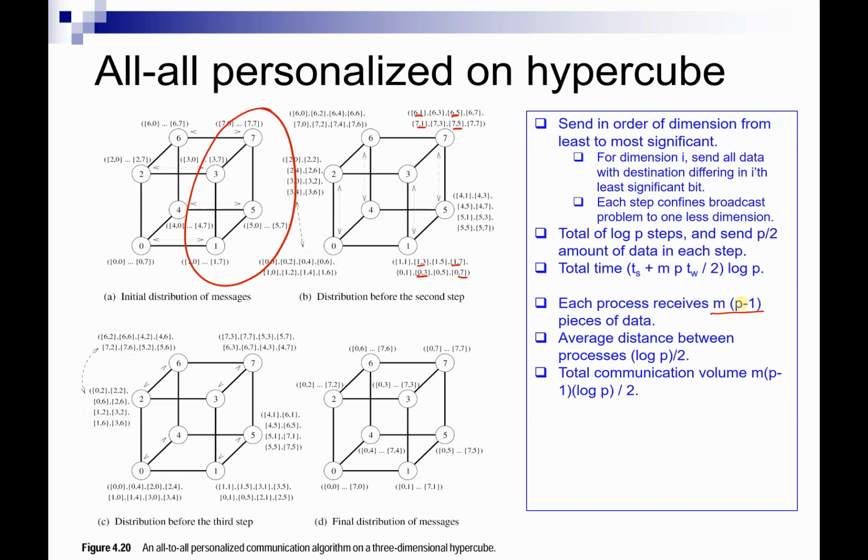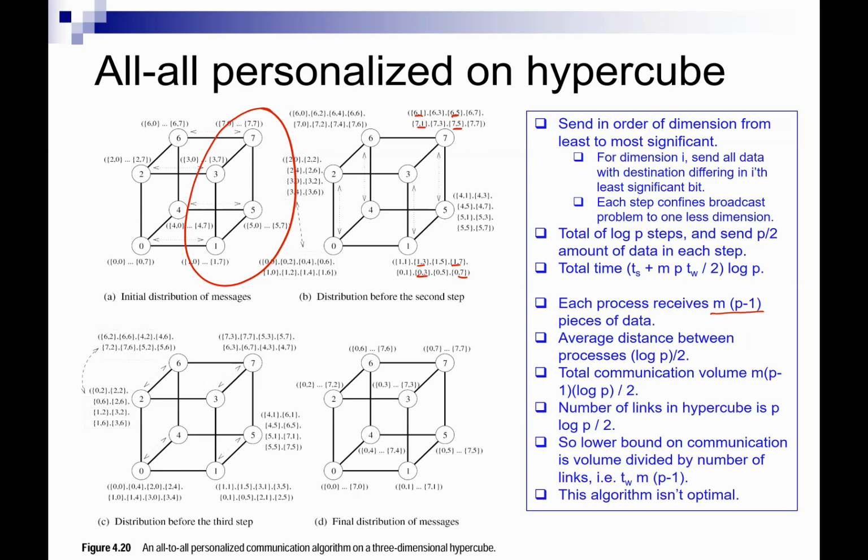Okay, so you receive p minus 1 pieces of data, and the data traveled an average distance of log p divided by 2. So the total amount of communication, which is equal to the size of the data that you received times how many edges it had to go through, right? The product of these two things is on the order of p times log p.